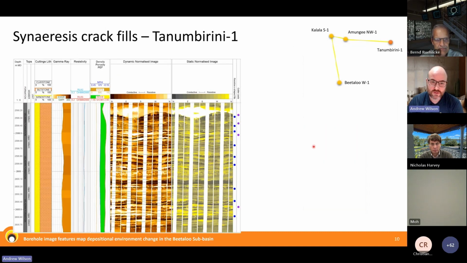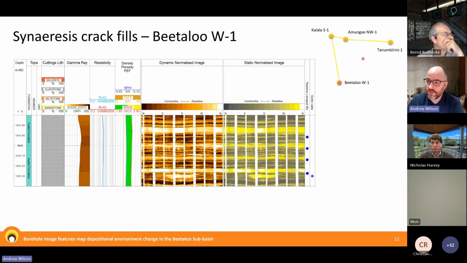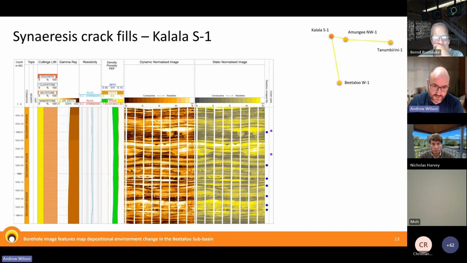Just to show you that we're mapping the same features across the basin. This is Tannabarini, that's where those examples I just showed you are from. Amungee Northwest, less good image, but you can see the same features. Here are the markers representing those beds which are showing those features. Beetaloo West 1, which is in the southwest. Again, you can see the same sort of features. Kalala South, which is in the north, and you can see the same sort of features again.